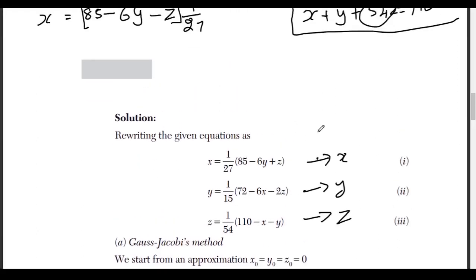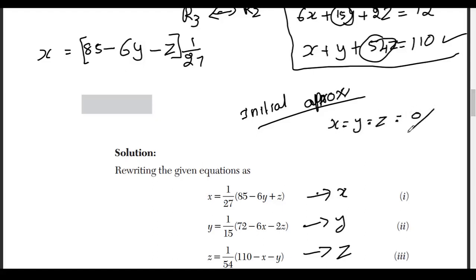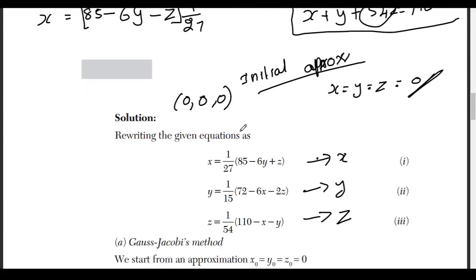After that, we have to start with an initial approximation. We are going to start with x equal to y equal to z equal to 0. So we are going to start with 0, 0, 0. This is the initial approximation. Now let us listen clearly here.